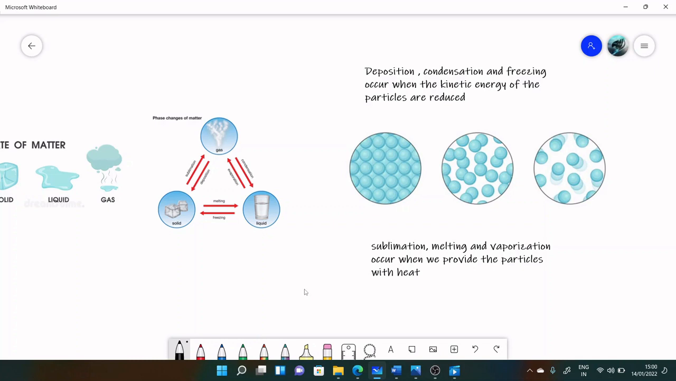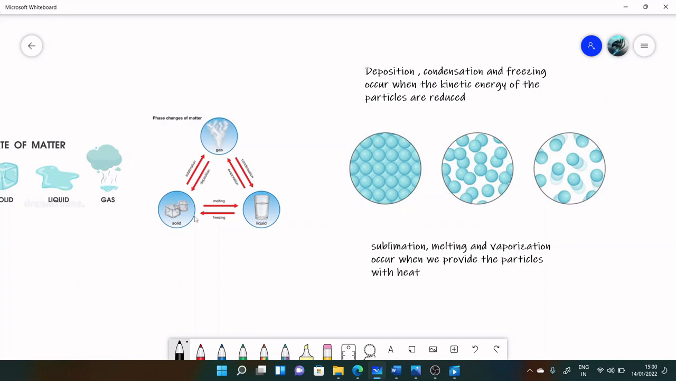Now, in this, we notice two things. Normally over here, solid turns into a liquid and then it turns into a gas. Or if it's a gas, it turns into a liquid and then into a solid. But over here, they skip a phase. Sometimes solids can directly turn into a gas, and gases can directly turn into a solid.